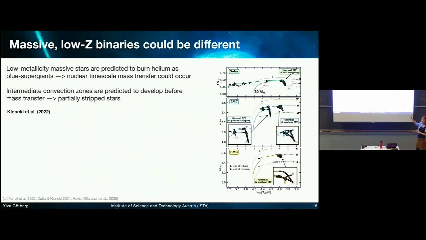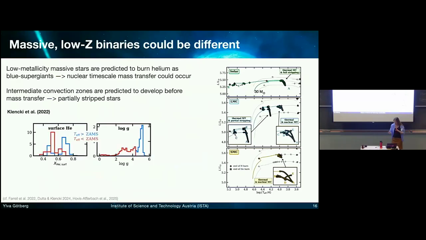So instead, it can do nuclear timescale mass transfer. So it just stays mass transferring until death. Or you do a little bit of partial stripping and bounce in and out of mass transfer and stay rather cool like this. So this prediction means that for that mass range and metallicity range, there can be lower surface gravity objects, fluffier objects, and objects with a little bit less helium enrichment.